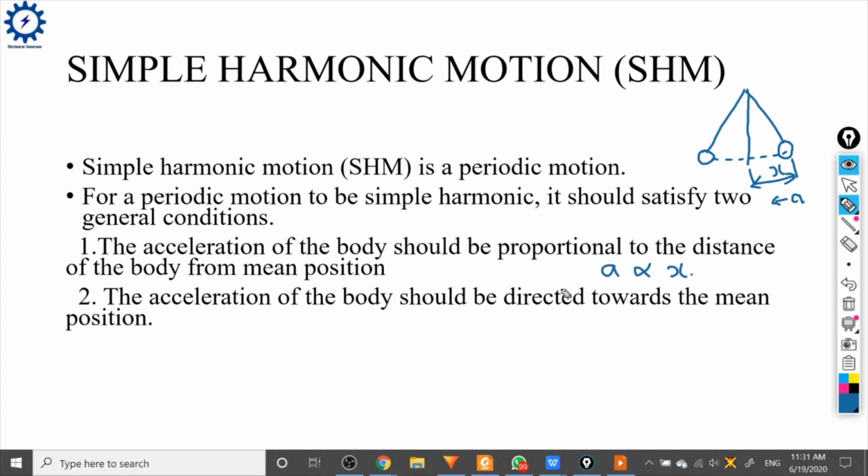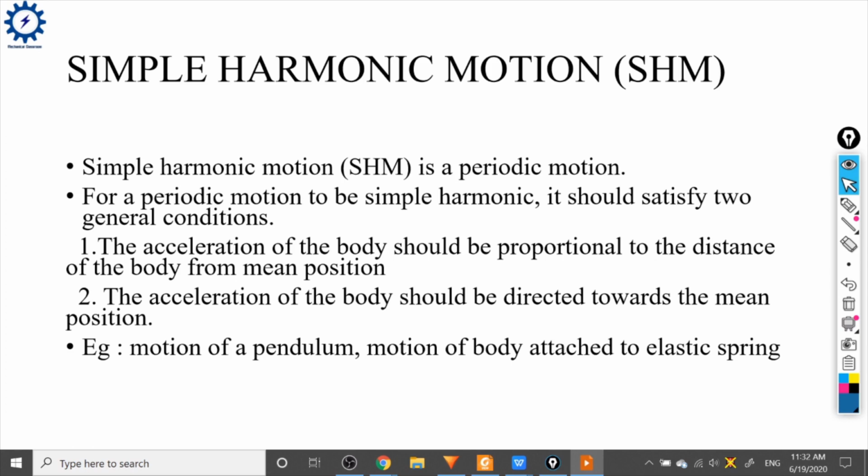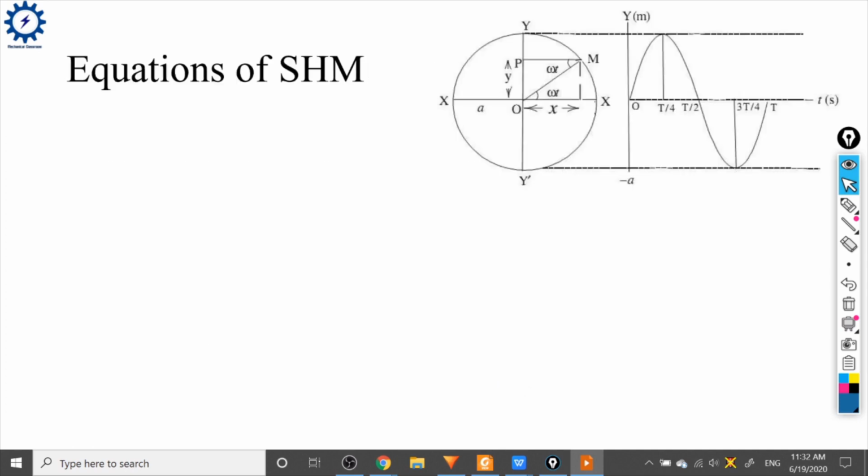So these are the two conditions for a periodic motion to be simple harmonic motion. First example is motion of a pendulum. Second one is motion of a body attached to an elastic spring. Now let's derive the equation of simple harmonic motion.